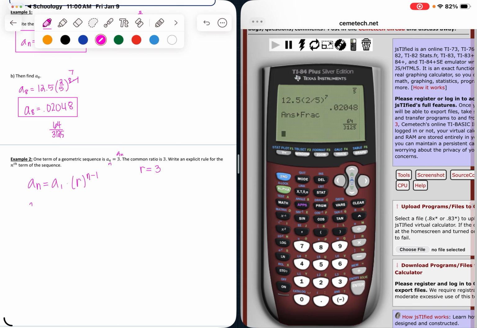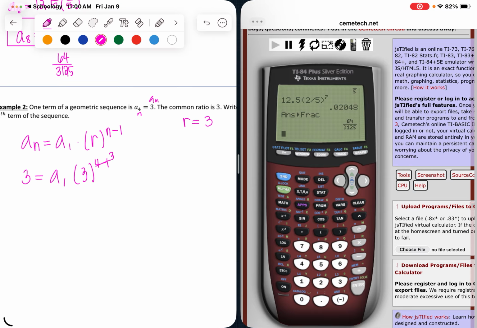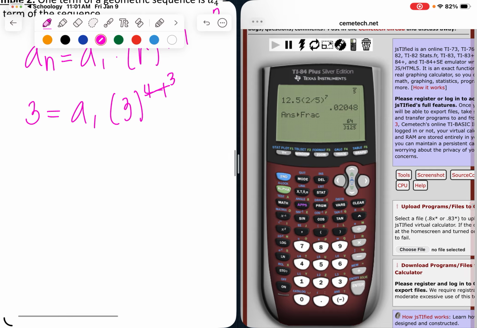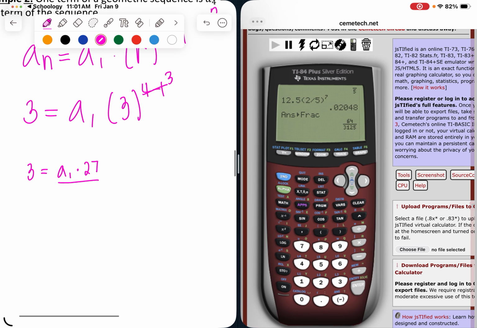So let's go ahead and do that. We're going to say we get 3 when we plug this in. Trying to figure out what our first term is, and that's when we multiply it by 3 to the, plug in 4 for n minus 1, which is third power. All right, now we're going to clean this up so we can figure out what a sub 1 is. So we have 3 equals a sub 1 times 3 to the third power, which is 27. Divide both sides by 27.